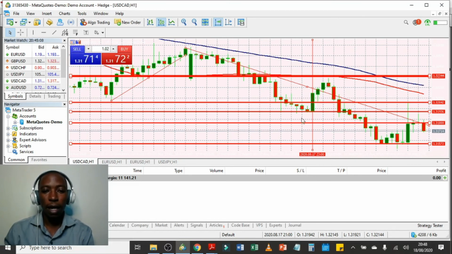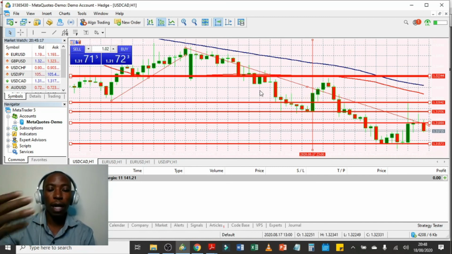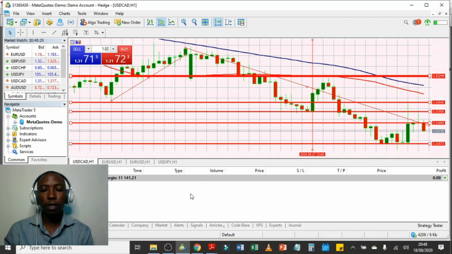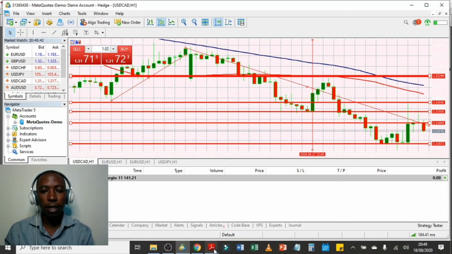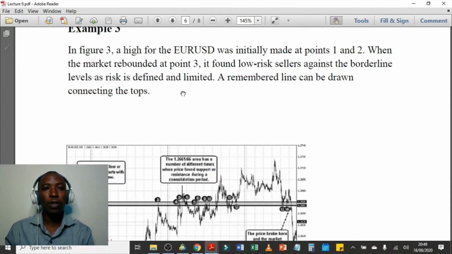So when the price goes below the trend line or remembered line, it's an opportunity to sell. And when the price gets above the remembered line or above the trend line, it's an opportunity to buy. As simple as that. And you can define your risk, in that when you are selling, you place your stop loss slightly above the trend line or remembered line, and when you are buying, you place your stop loss slightly below the remembered line or the trend line. As simple as that.